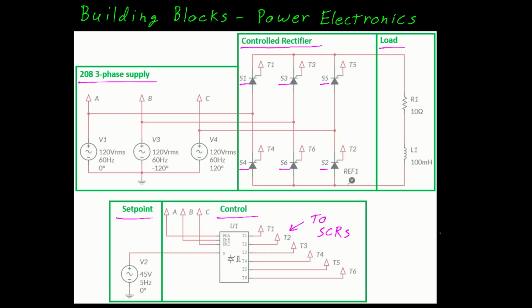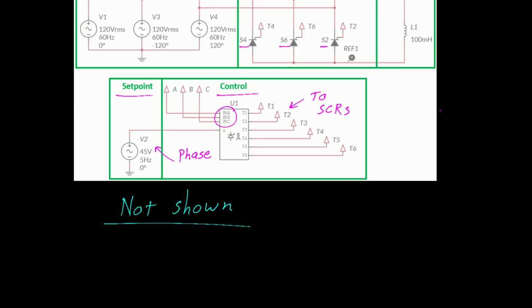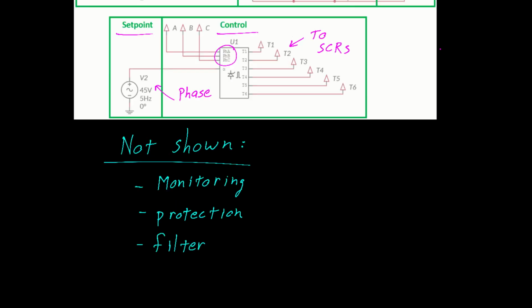The control lines to the SCRs are turned on at the appropriate time, which is why we need the three-phase signal coming into this particular circuit. The set point is here, and that's used to adjust the phase delay for each of the SCRs. What is not shown in this circuit is the monitoring, the protection, the filtering, and to a great extent the control that's necessary to keep this rectifier alive and functioning.